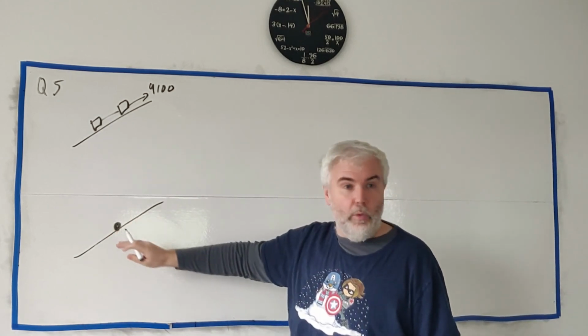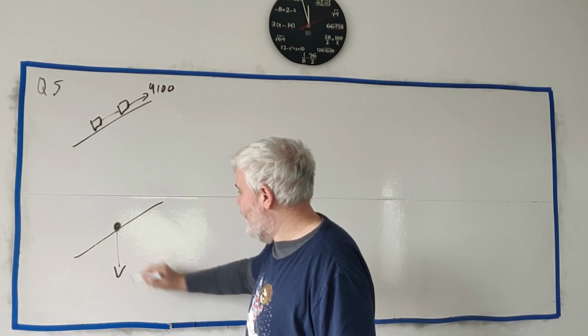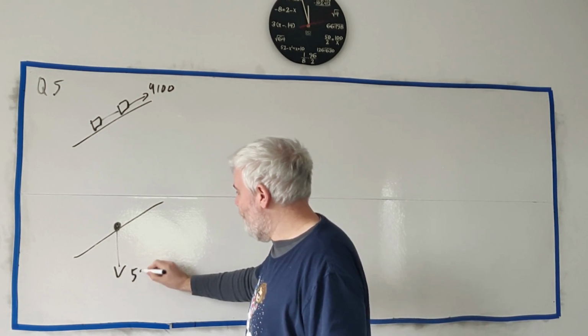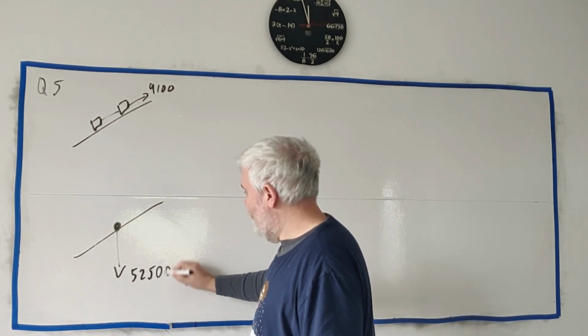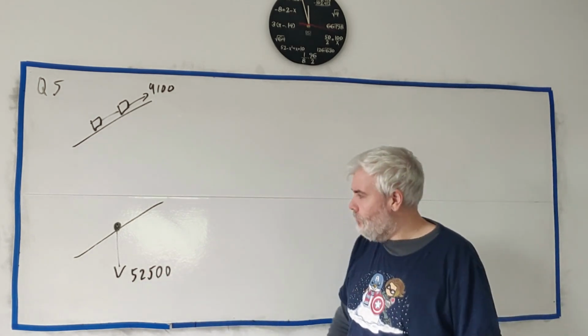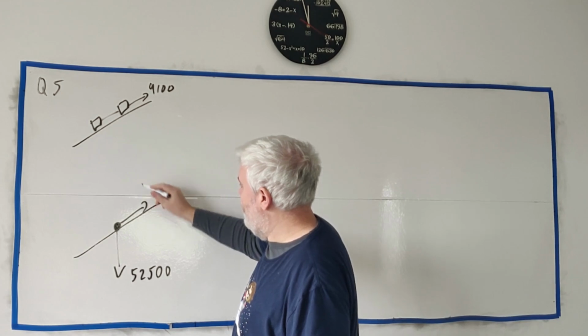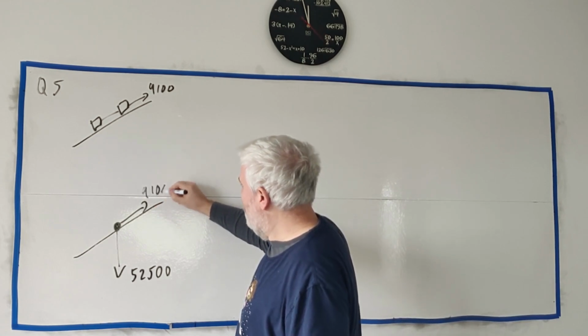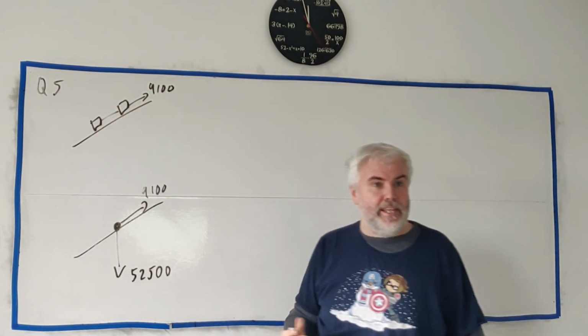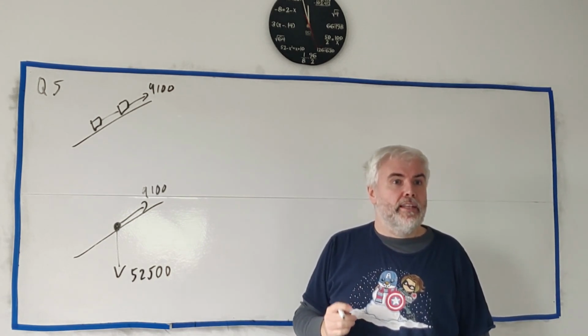5,250 is the total weight of this. So there's now a gravitational force of 5,250, or 52,500 newtons, coming down. There's still the same driving force on this guy. Basically, all that's missing now is the tension.